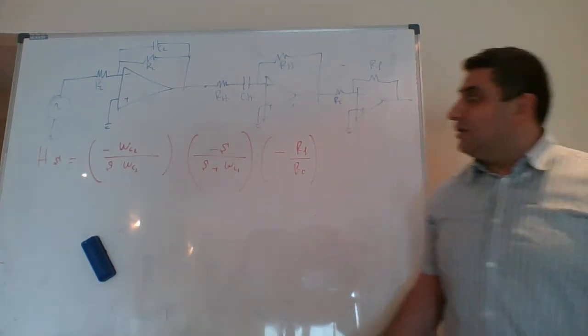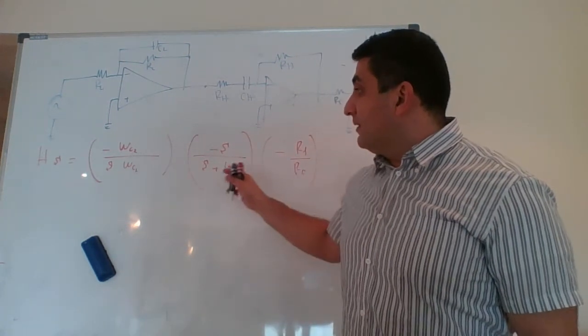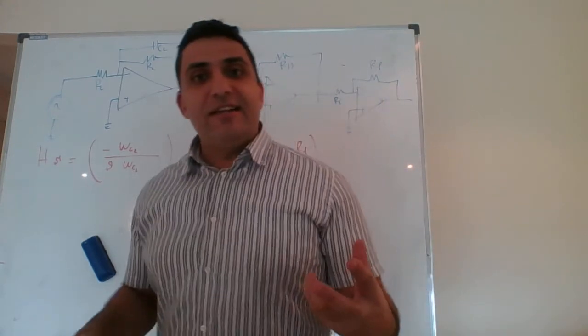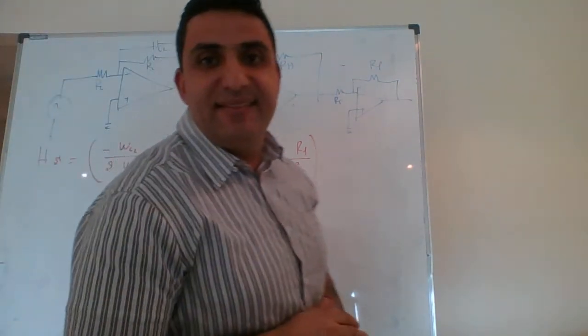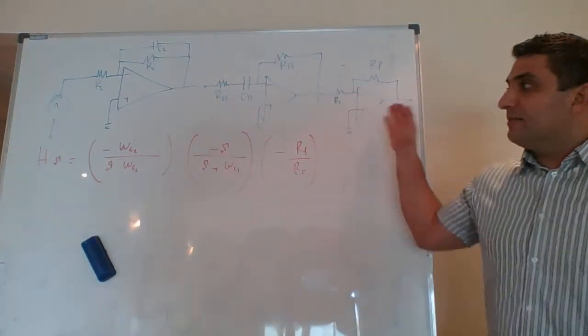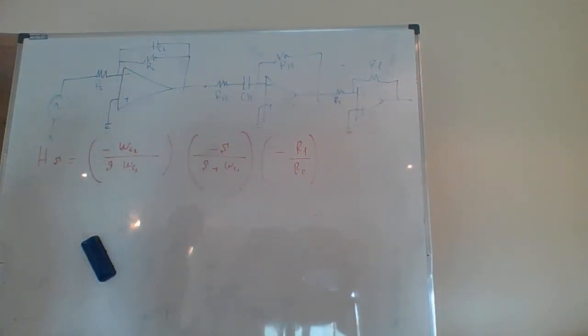Now, under the condition where omega C2 is very big compared to omega C1, I can define my center frequency omega 0 and my bandwidth beta. Is that clear how I design the system? I have omega 0 in relation to omega C1 and omega C2, and the bandwidth is also between omega C1 and omega C2. Is that clear?